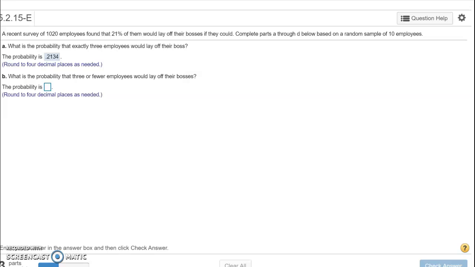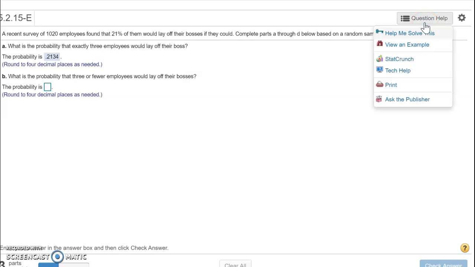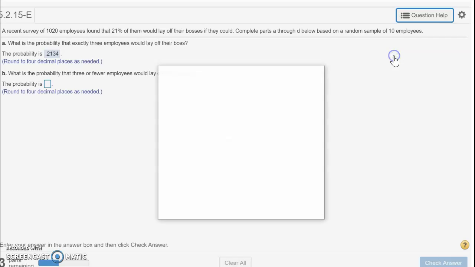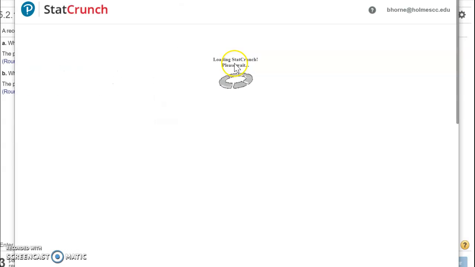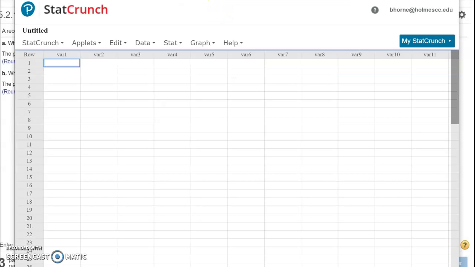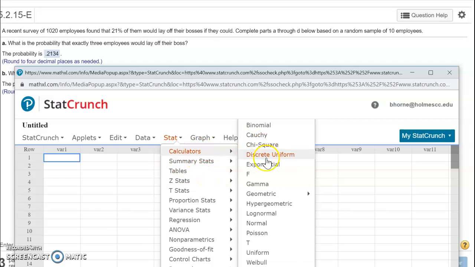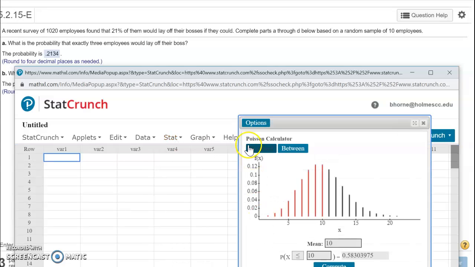Okay, for this particular problem, they do want you to use technology. So this is not really something that I would require on a test, but for these problems, they do want you to use it. I prefer StatCrunch. It's just very straightforward, the calculators that they have in here. So you're going to go to Stat, go to Calculators, and hit Poisson.